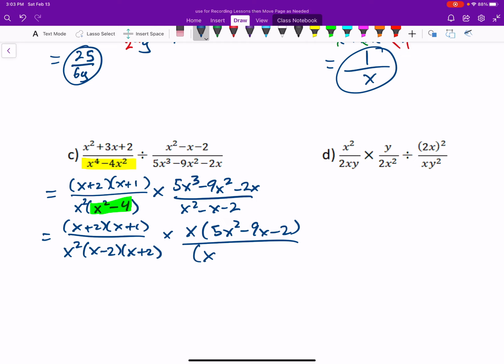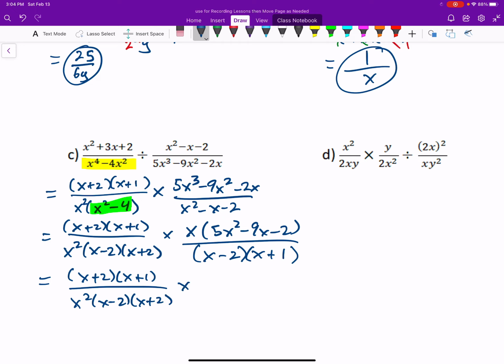On the bottom, two things that multiply to give negative 2 and add to give negative 1 would be x minus 2 and x plus 1. So finally, I have to keep factoring the top of the second fraction before I'm fully done. So just rewriting everything out again like I am here. But now that I'm at the top of the second fraction, I need to factor this.